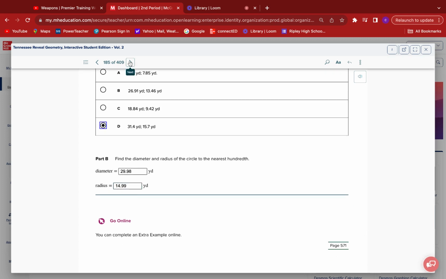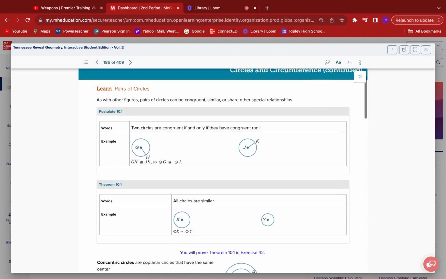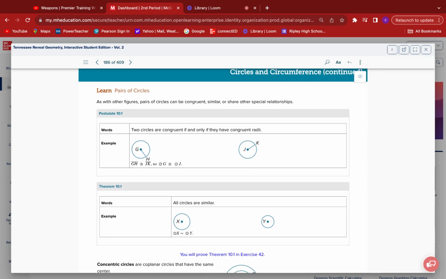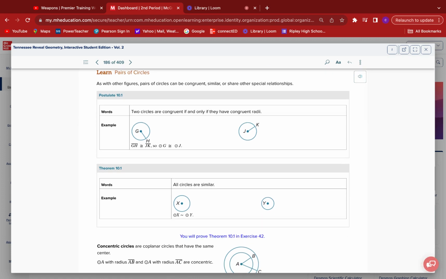Okay, need another example? Go online. All right, moving on. What we got here? Pairs of circles. All right, so we're talking about two congruent circles, the same congruent radii. Otherwise, they're all similar. Well, that's absolutely true. All circles are similar, you guys. They have to be the exact same radius or diameter to be congruent circles.